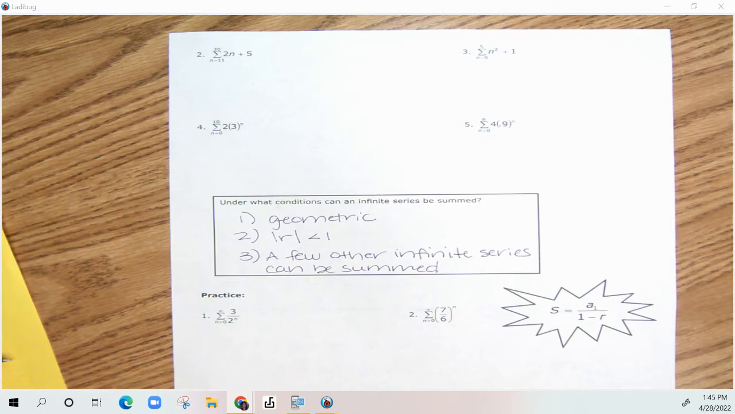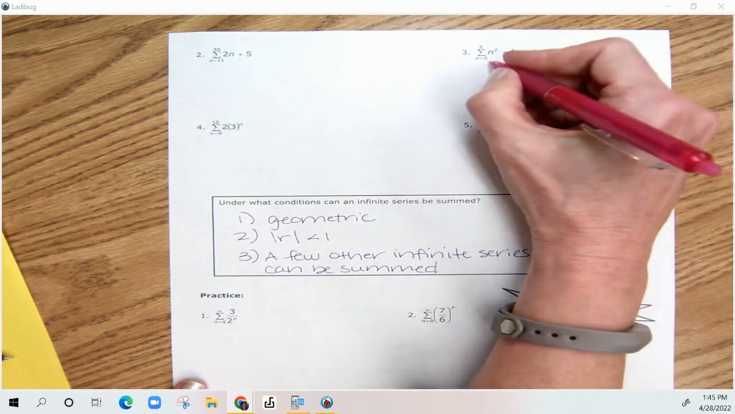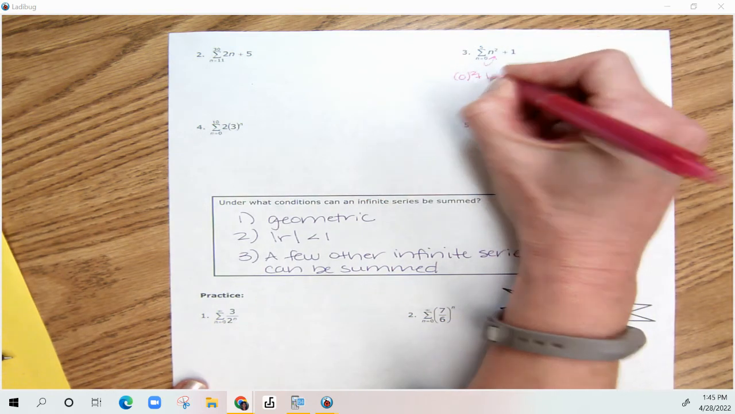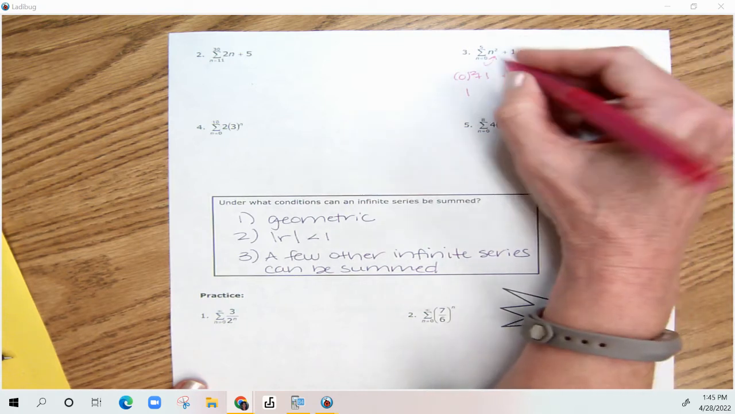So if I don't have a formula, that's fine. I could just write out all the terms of the series, especially for this one that's not arithmetic or geometric. I can start by plugging in 0. That's the first term. Then I plug in 1.